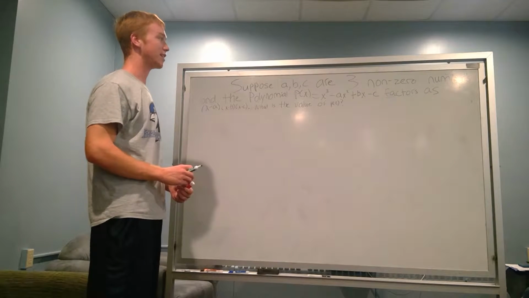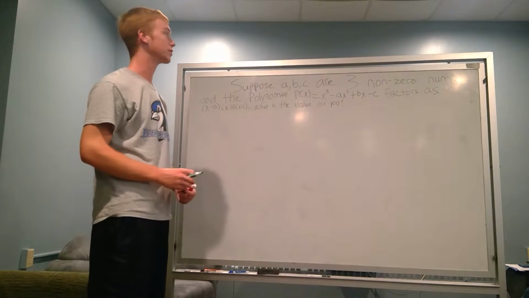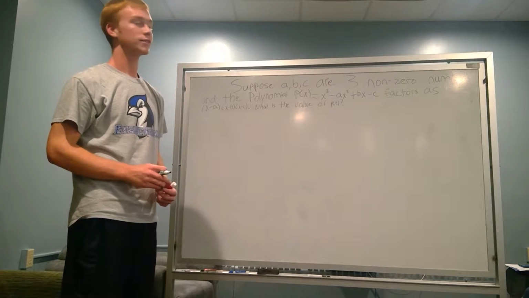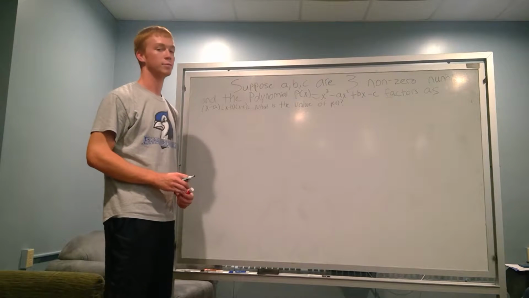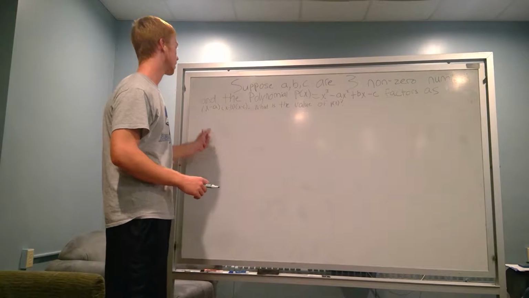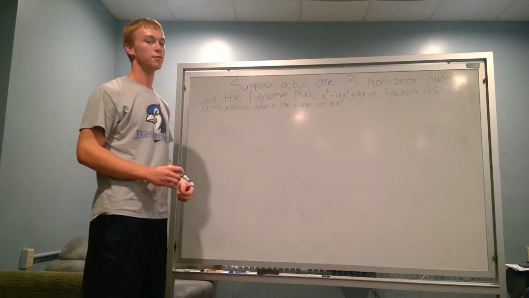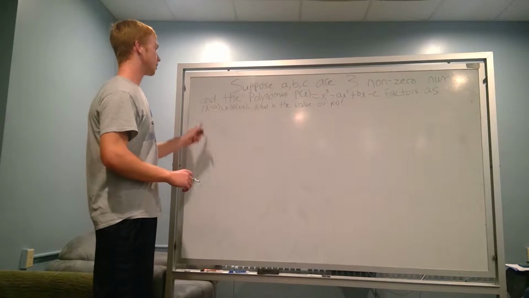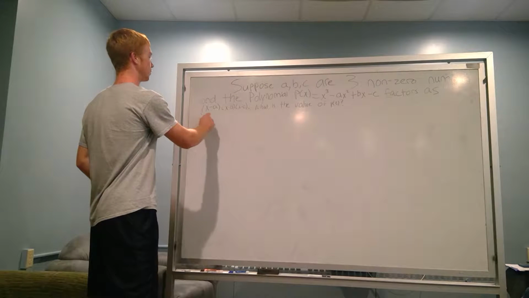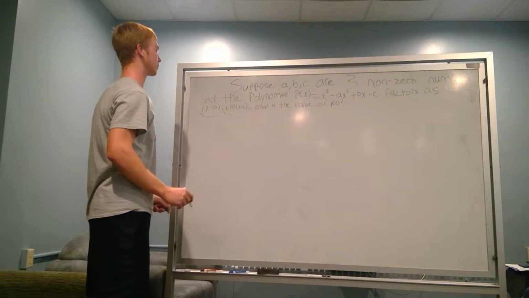Number 2 reads: suppose a, b, and c are 3 non-zero numbers, and the polynomial p of x equals x cubed minus ax squared plus bx minus c factors as (x minus a)(x minus b)(x minus c). What is the value of p of 2? So to start this, we're going to distribute this whole expression across.